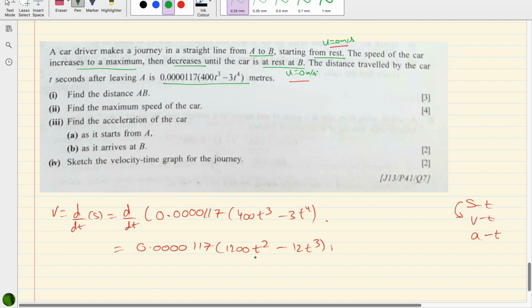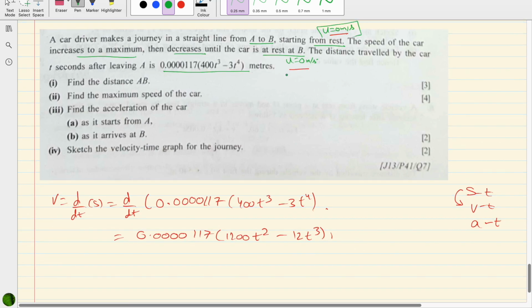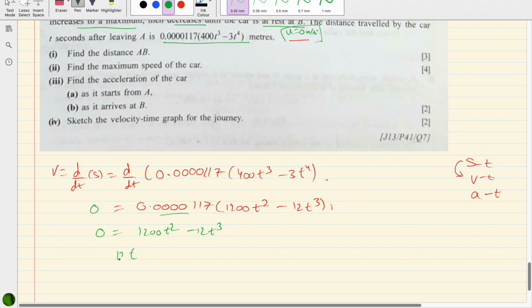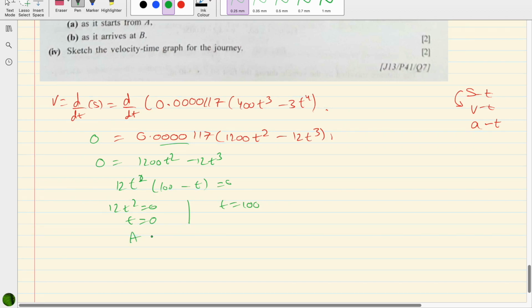Once we derive it, the data says that the velocity is 0 meters per second, so we set this equal to 0: 1200 t square minus 12 t cube equals 0. Solving for t, taking out 12 t square, I'm left with 100 minus t equals 0. 12 t square equals 0, t comes out to be 0. On the other hand, t is equal to 100 seconds. So I can say at A it was 0 seconds and at B it was 100 seconds.